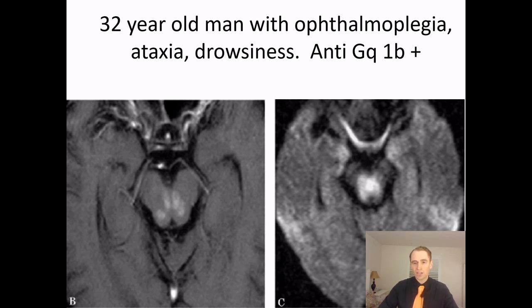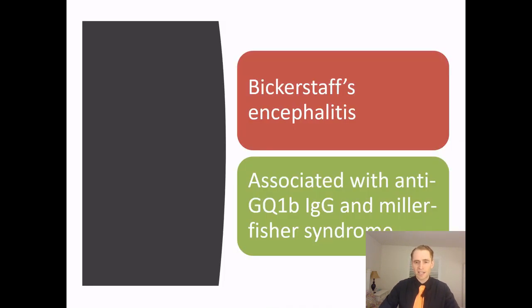Now, these antibodies are typically associated with Miller-Fisher variant Guillain-Barré syndrome, but they're also associated with this very closely linked disease, which is Bickerstaff's encephalitis. And this is quite rare, but it is associated with these antibodies, and it often responds to immunosuppressants.